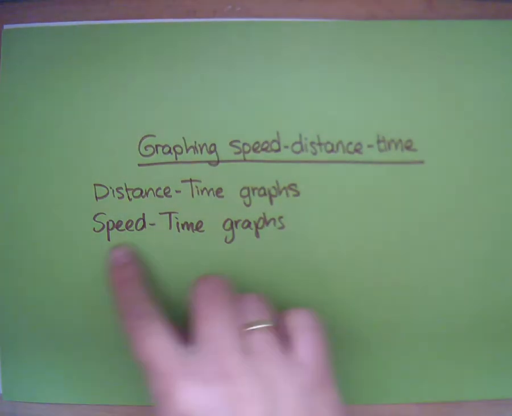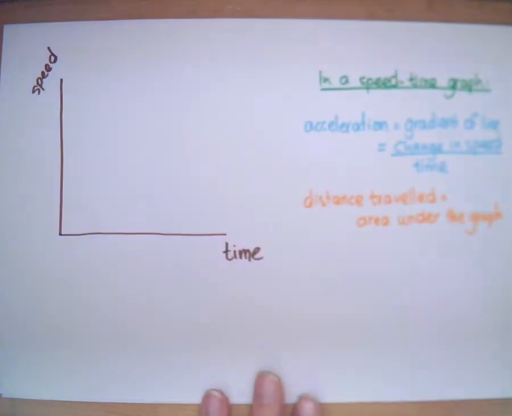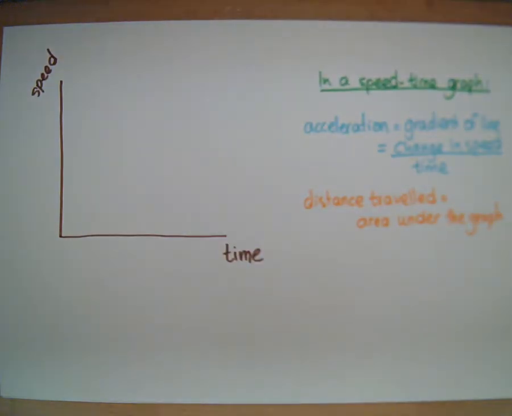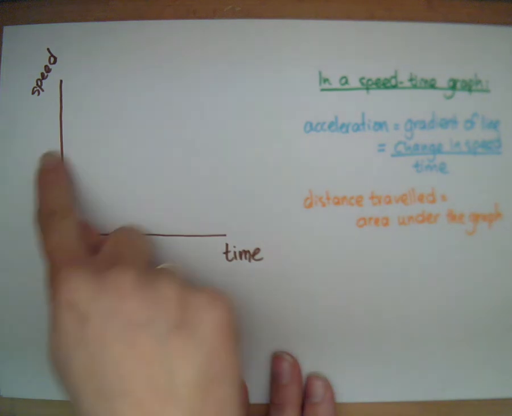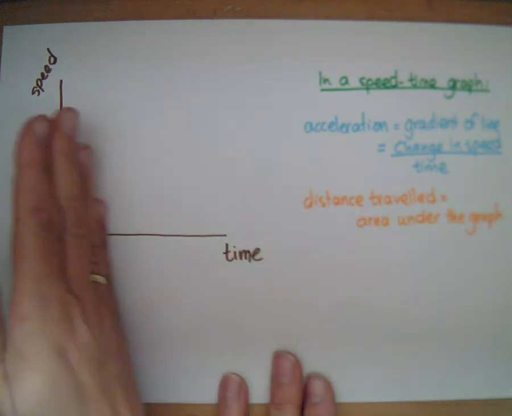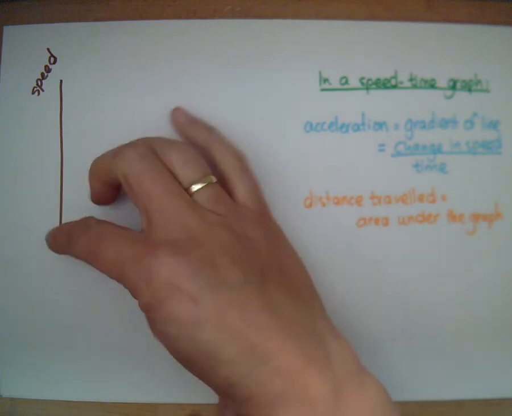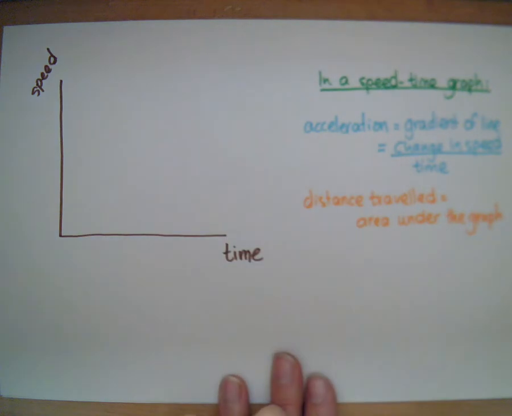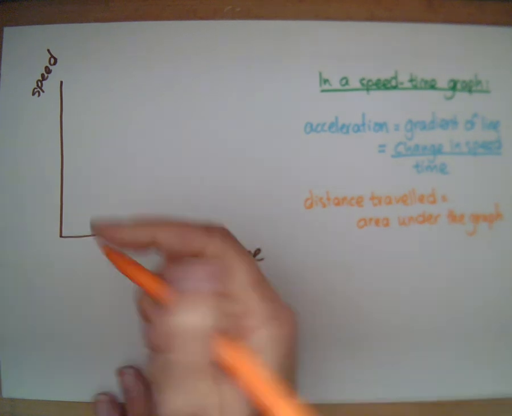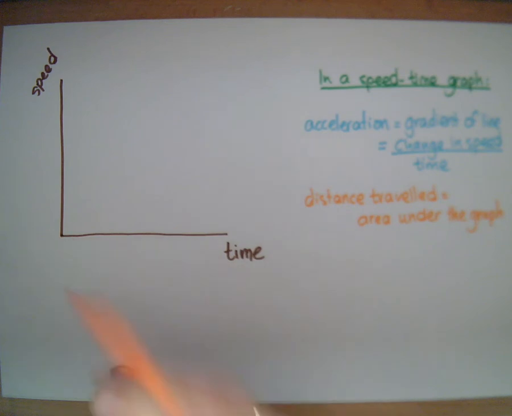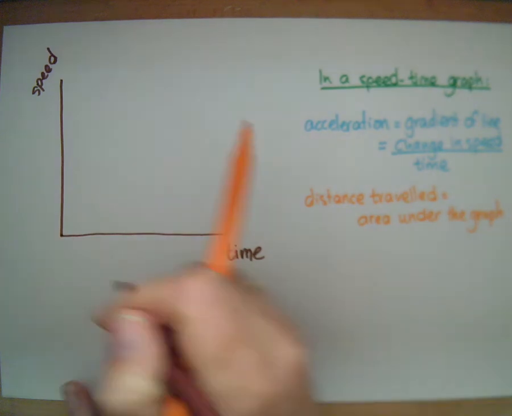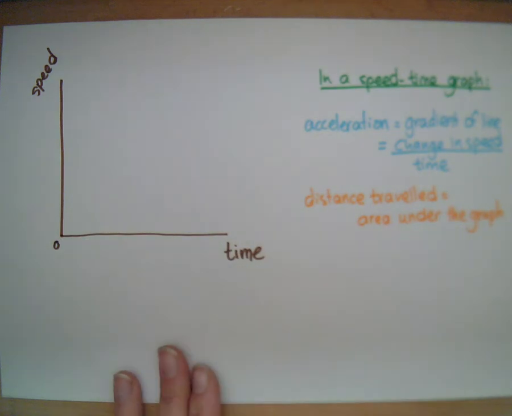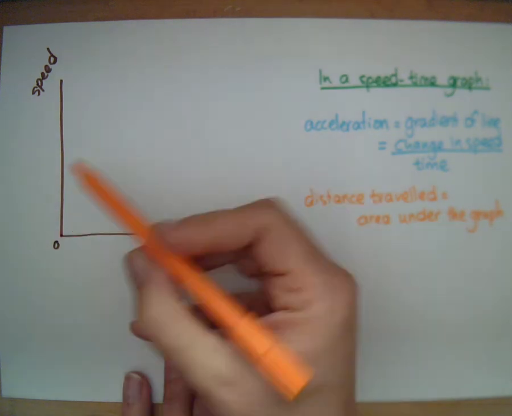Hello, today we're going to look at speed time graphs. Speed time graphs are graphs where speed is plotted as a function of time. So as time passes, we're going to plot the speed that we have at each point in time. Let's draw a line. We are starting at time is 0 and speed is 0. Yes, at the origin, time is 0, no time has passed, and our speed is at 0.